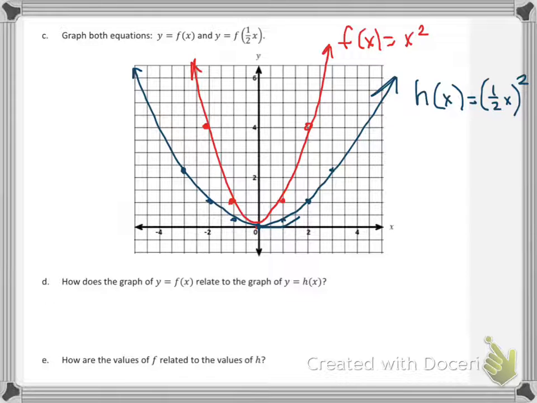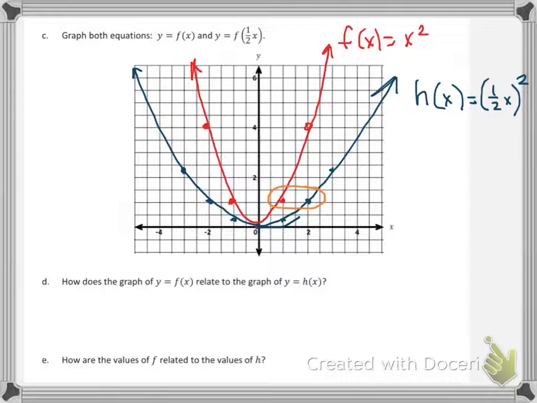So the coefficient this time is a fraction, 1/2, and if we compare that to our f of x equals x squared graph, it's now wider. So we have stretched that out, and this time for the new function h of x, the x values are twice as much as the x values for f of x. So if we looked at these two x values, the f of x value is a 1, and the h of x value is a 2. So in order to get the same output, the h of x value has to be twice as big as the f of x value.